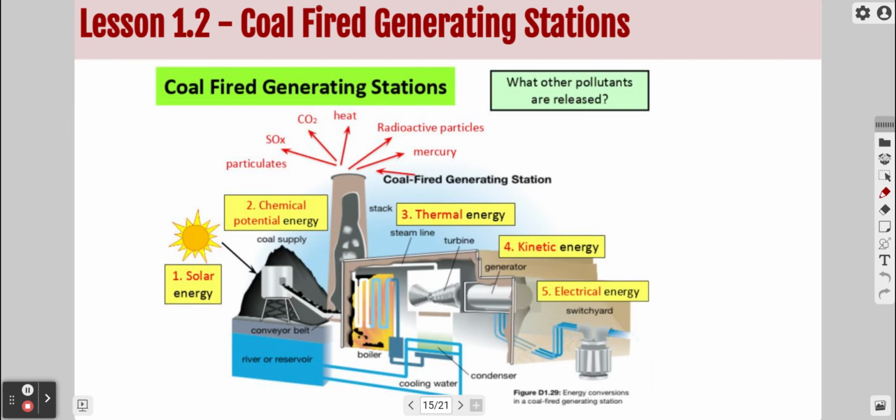Alrighty, so we just did this. There's another example, but this is also including some of the different particulates and byproducts of coal-fired generating plants. We're going to talk about this in a summary a little later again, but make sure you remember all these different pollutants that are coming off of a coal-fired plant.